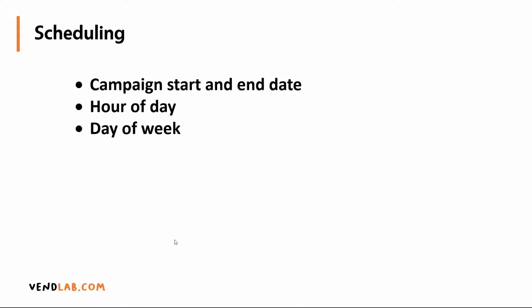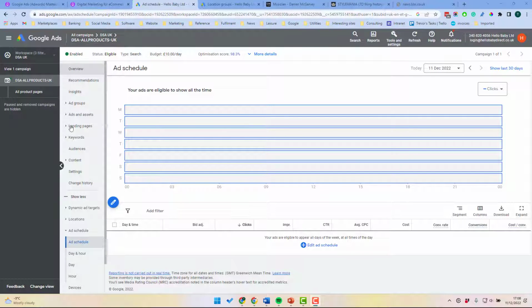You can either exclude certain hours on every day of the week, or you can break it down and do certain hours on certain days. Please note you can also set a campaign start and end date. To edit the schedule, go into a campaign and click on Add Schedule on the left-hand side.